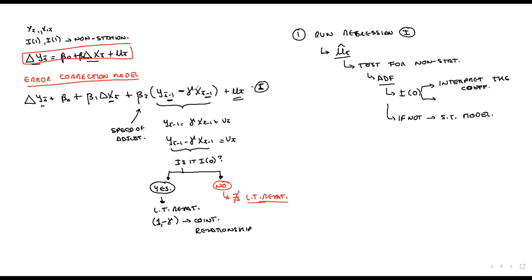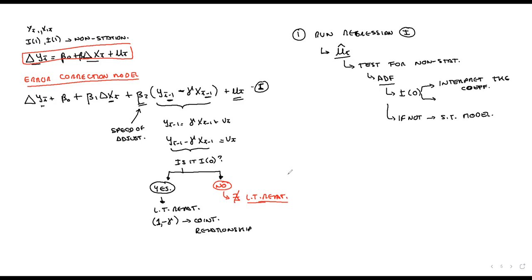Okay, how fast the correction happens? Well, it depends on beta two. The stronger this beta two, the stronger the correction. The smaller the beta two, the longer the period of time in which the correction is incorporated in the short term. Make sense? So with this one here, you have the first model.